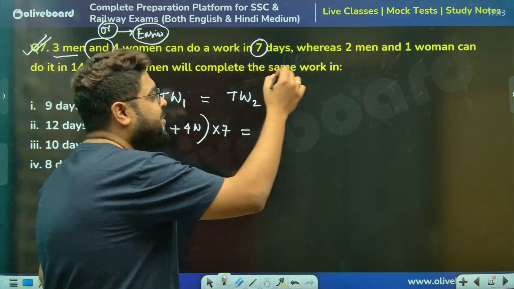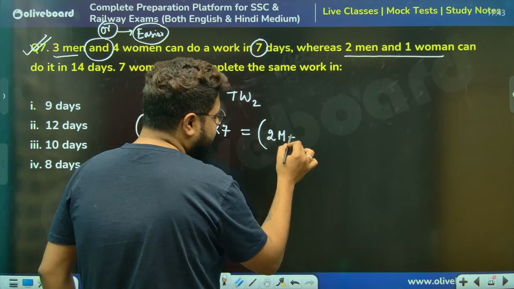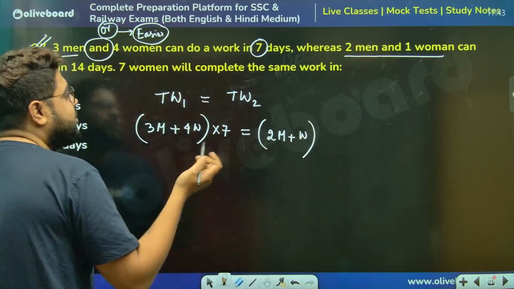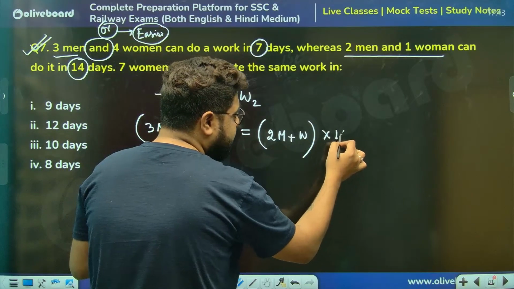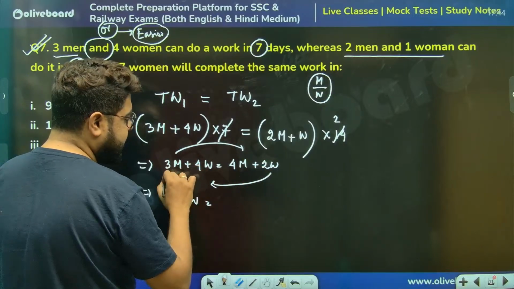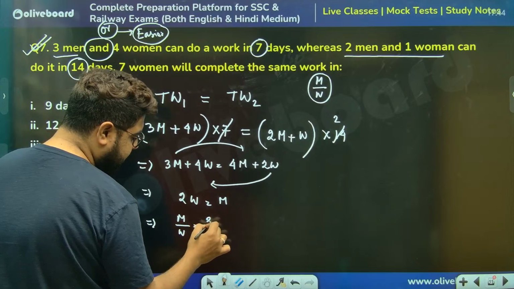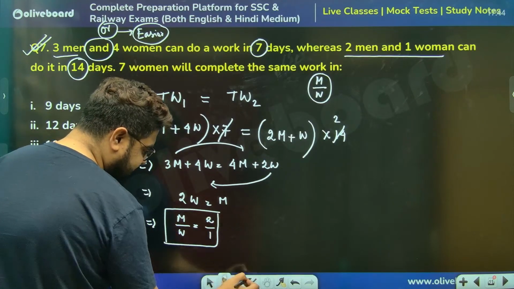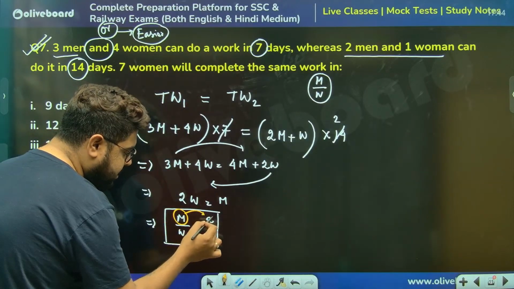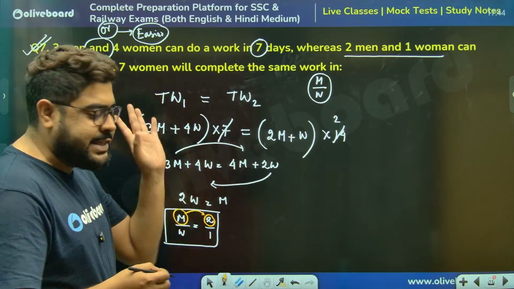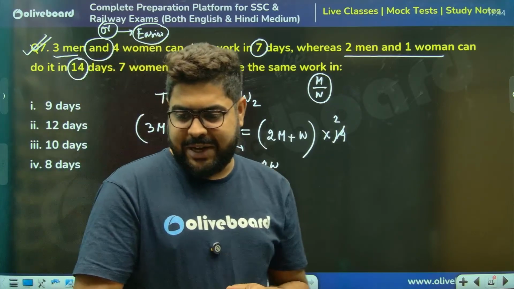Second situation, 2 men and 1 woman. 2 men, 2M plus 1 woman, meaning only W, sir. 1W. Can do this in 14 days. That means into their time 14. Because 4W minus 2W, it is 4M minus 3M is M. Sir, M by W is 2 by 1. And also you can do one thing, sir. What I generally say, sir, do one thing. Take this. I'm thinking M does 2 units. Every man does 2 units every day. Every woman does 1 unit every day.